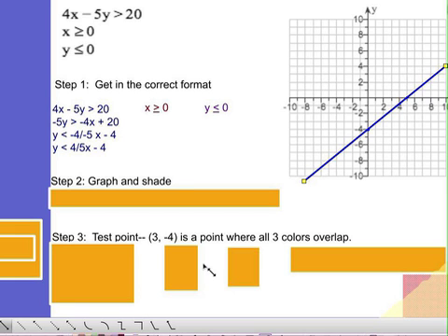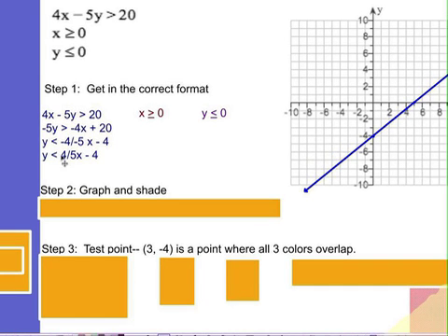Okay? Since y is less than, I go to where my y-intercept again, -4. I'm looking for the numbers less than -4. And all the numbers that are less than -4 are below -4. -6, -8, -10. So I'm going to color on that side of my inequality. I use yellow.